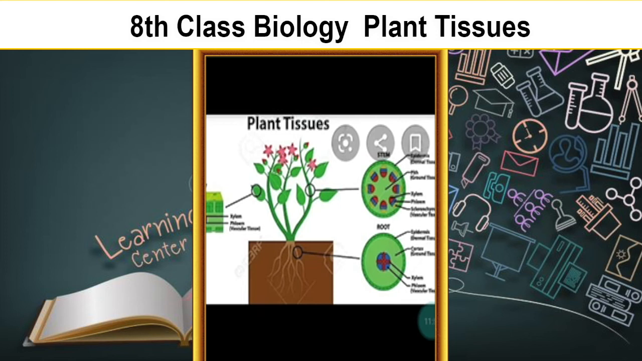Also, tissues become organized to form organs, which in turn form organ systems, leading to the efficient formation of one organism. These are the introduction and the importance of plant tissues.